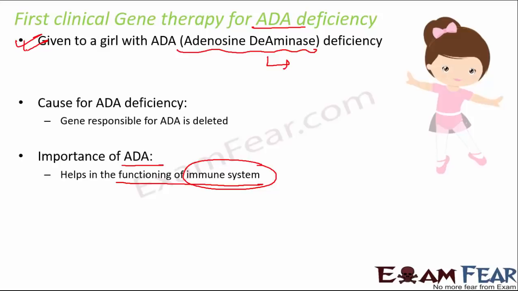A functional gene was inserted into an individual's cells to compensate for the non-functional gene, because the gene which was responsible for producing ADA was deleted. So that gene was non-functional. So instead of that gene, it was replaced with a functional gene so that ADA can be produced, and that's how this ADA deficiency was handled.